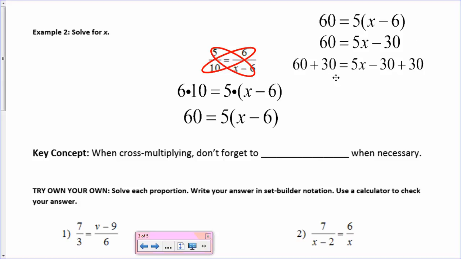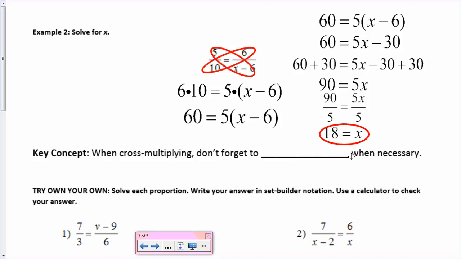I now have, go ahead and simplify, 60 plus 30 gives me 90. The 30's cancel each other out, leaving me with 5x. Next, I'm going to go ahead and divide both sides by 5. So 90 divided by 5 and 5x divided by 5. So that gives me 18 over here and a single x over here, which is my final answer. And I have a little red ring.